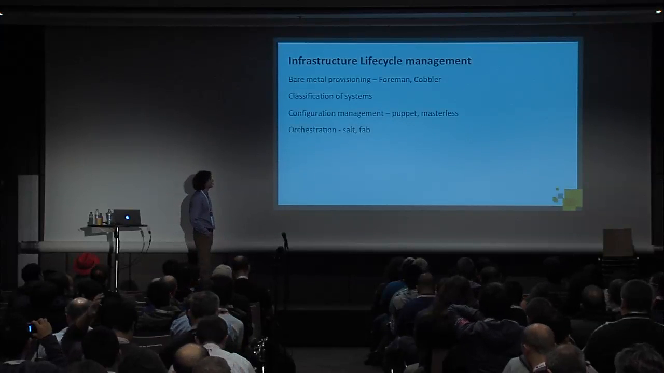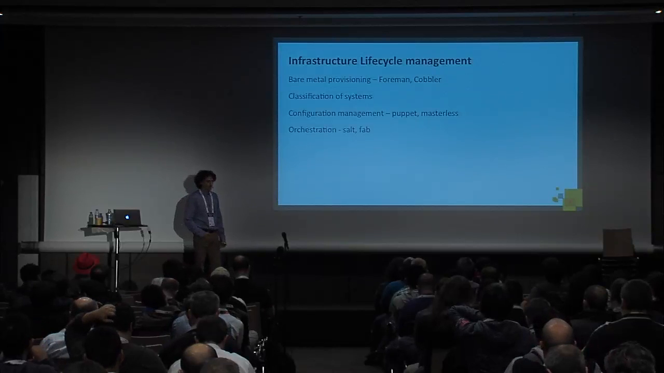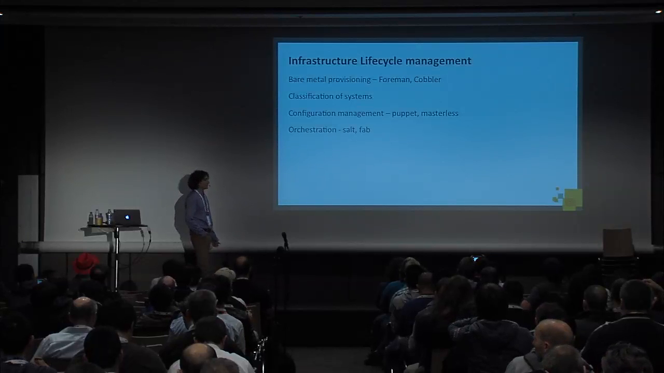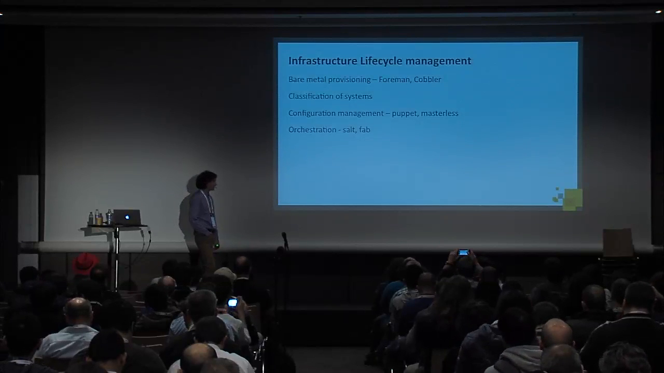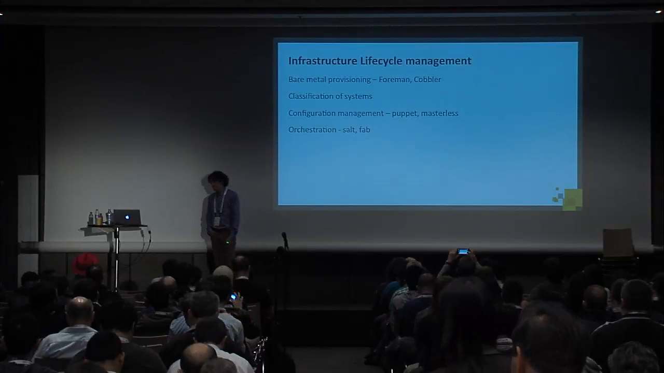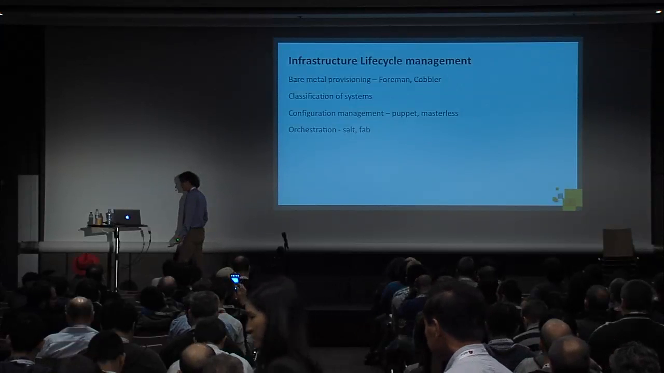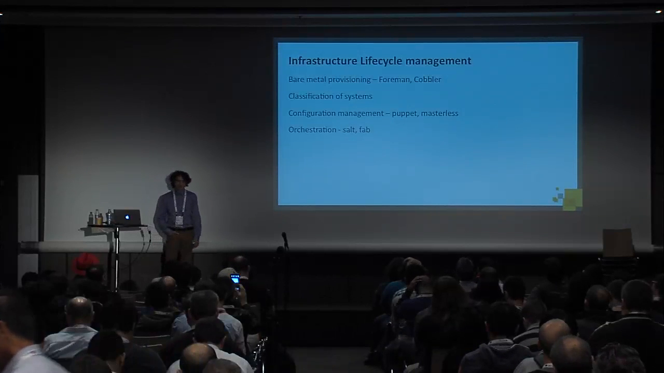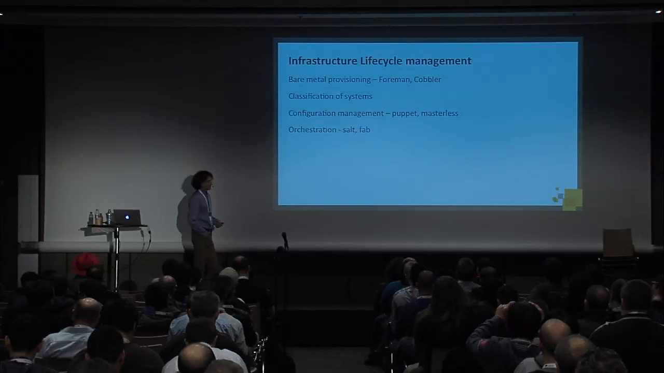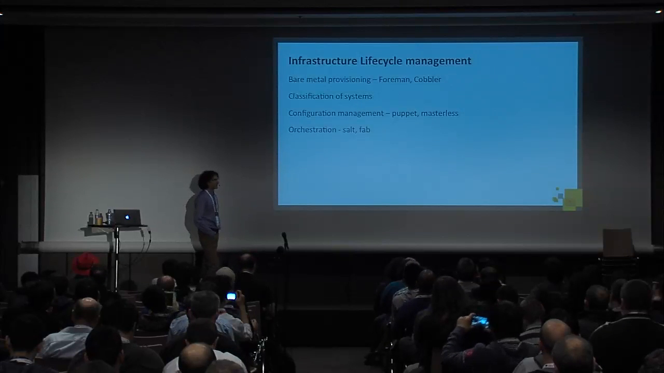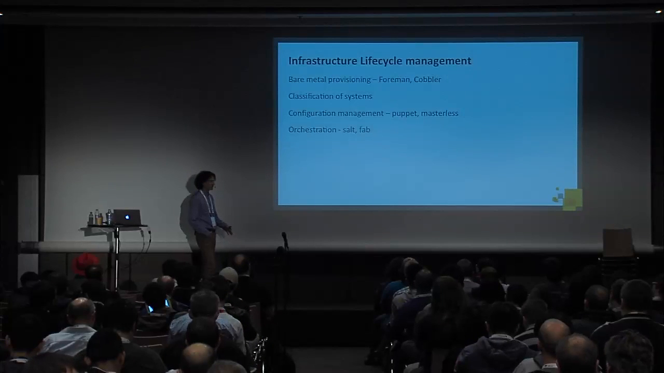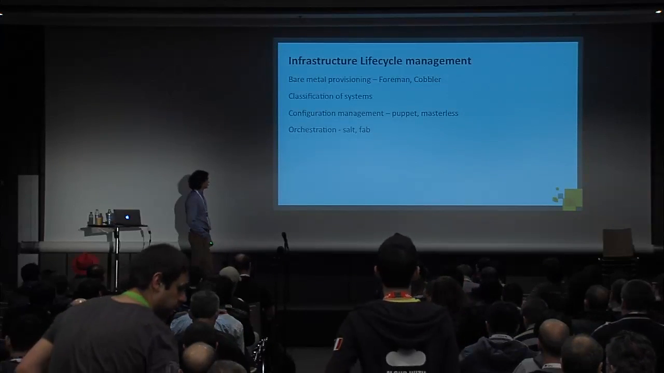So the next thing is the infrastructure lifecycle, and how do we provision boxes and how do we manage these systems? At this time, we're using Foreman to provision our boxes, and at the end of the provisioning, we're classifying the systems in different classes, and then that classification ends up being used by Puppet. For example, if it's a compute node or if it's a storage node, Puppet applies different sets of modules.